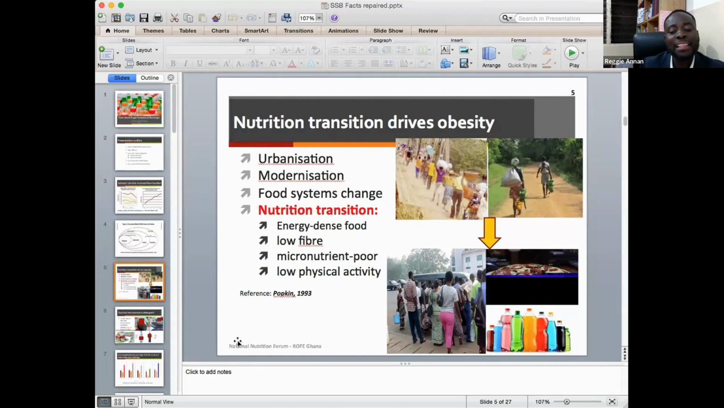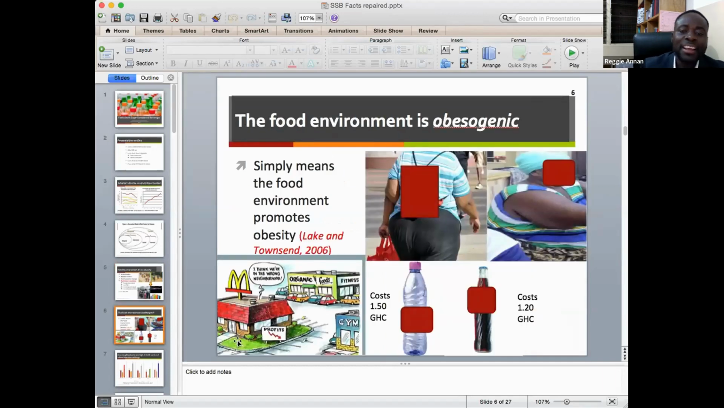And when you look at the picture on the right, we all can see that many years ago, when people did much more walking and went to the farm to get the food and eat food that was directly from the farm, it's not the same now where people, for short distances, will sit in a trotro or find a commercial vehicle or drive, and would also consume foods that are high in energy, including SSBs. And so we know that there is a nutrition transition and it's driving the obesity that we see in the population. And so globally, the food environment is said to be obesogenic.